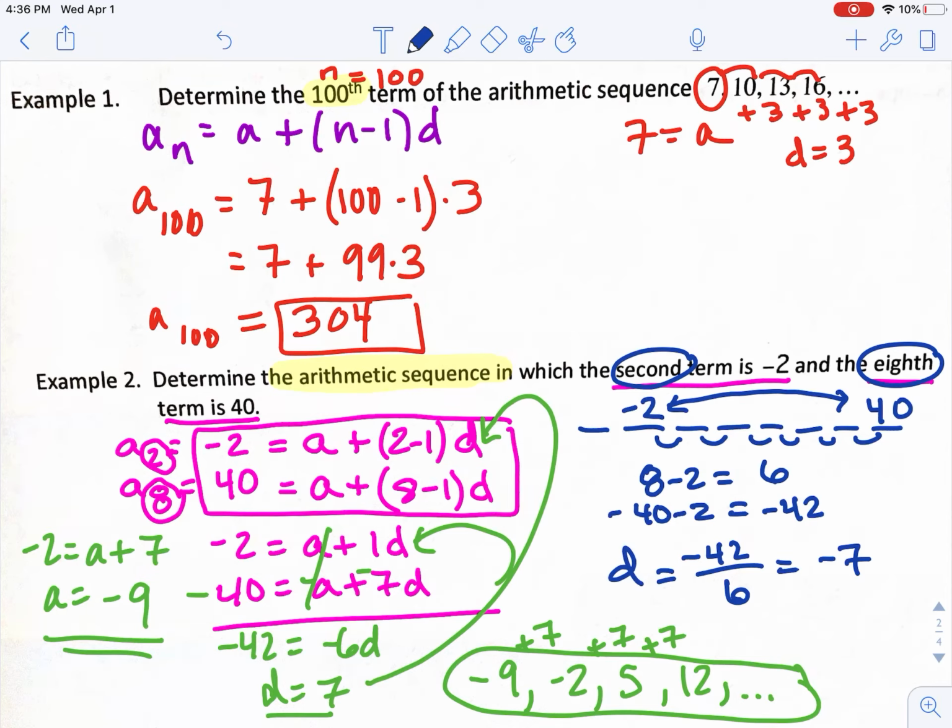This is kind of like a slope idea. It's kind of like change in y over change in x. So that's another way to think of it. So there's my common difference.